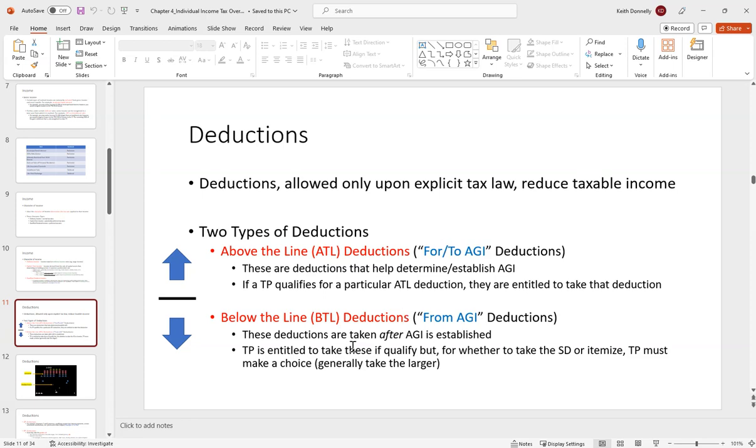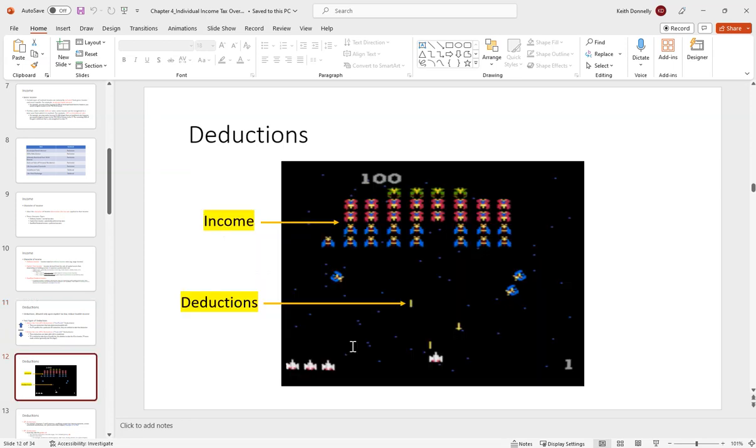In distinction, below the line deductions are established after AGI. In other words, they're from AGI. You take away from AGI. And really the big thing here is whether you itemize or you take the standard deduction, which we'll talk about, but there's also a QBI deduction that you get on top of that.